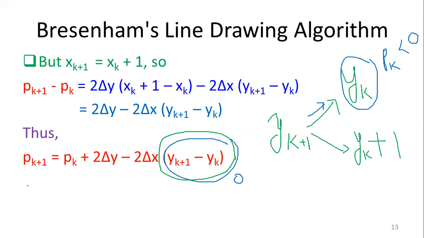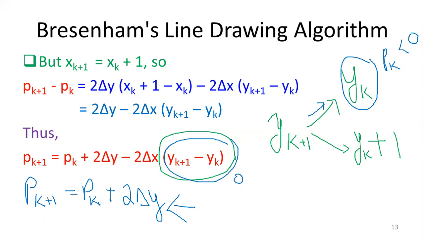So what will you get? Pk plus 1 is equal to pk plus 2 delta y. That is how you find out the next decision parameter when pk is less than 0. I hope you remember the algorithm.